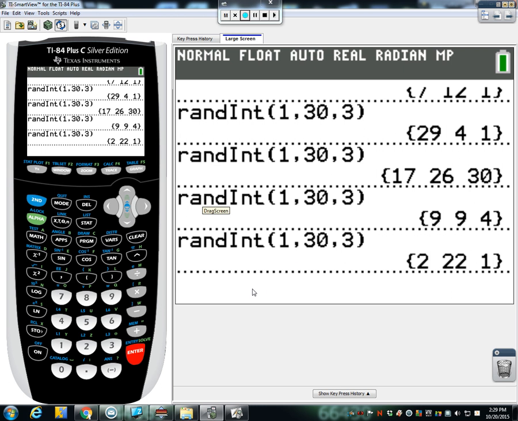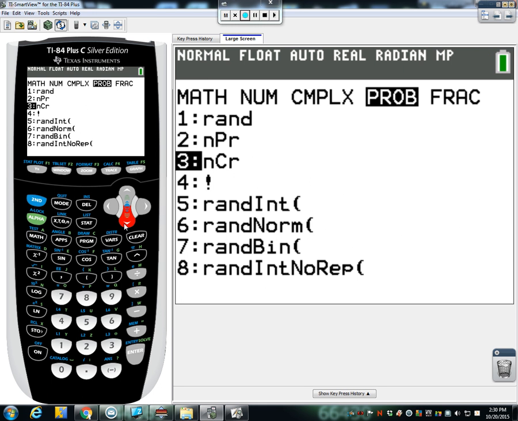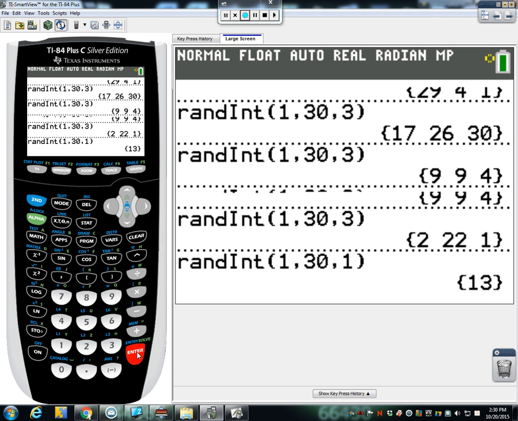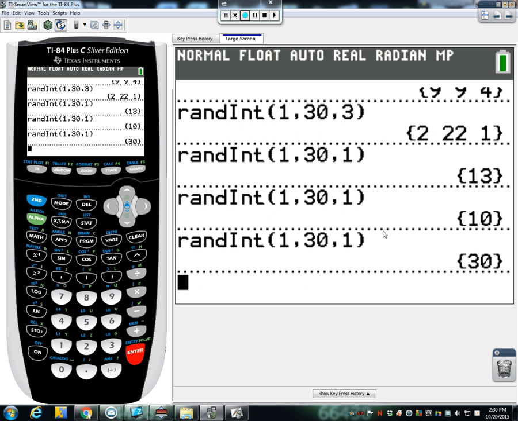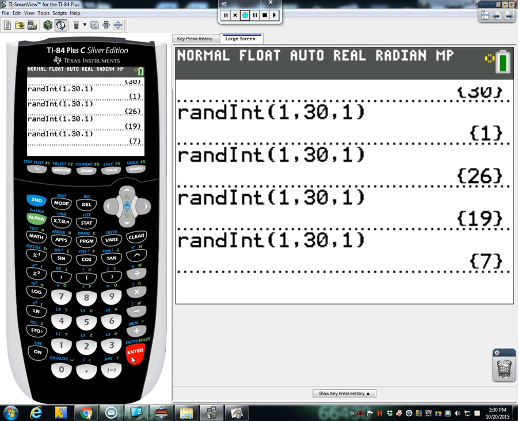So if you want to avoid getting repeats, then what we should really consider doing, let's go back to the randint function, would be instead of doing 3 numbers at a time, let's just do 1 number at a time. And then if I need 3 numbers, then I just press enter 3 times, and I'll take 13, 10, and 30. And if I get a repeat, let's see how long it takes before we get a repeat in here. Kind of back to back. Oh, there was a 30 from before. So if you got a repeat, you would just skip it, press enter again to get your next value.